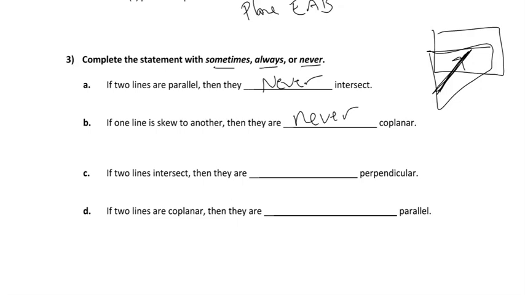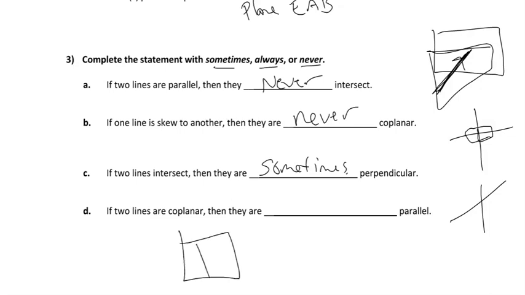Next one, if two lines intersect, then they are blank perpendicular. Is it possible? Yeah. Is it guaranteed? No. What is it if it's not guaranteed, but it's possible? Sometimes. And the last one, if two lines are coplanar, then they are blank parallel. If two lines are coplanar, are they parallel? They can be, or you can have two lines that intersect that are on the same plane. So sometimes.